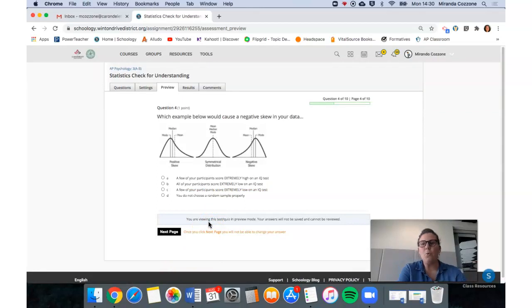All right. Which example would cause a negative skew in your data? So hopefully, because we already talked about the one with the social media followers, this will be helpful, okay? The negative skew is going to be a few of your participants scoring extremely low on an IQ test, okay? Many of you put all of your participants scoring extremely low, but remember, if everybody scores low, the mean is going to be very close to the mode and the median. It's when the outlier scores happen that you have a skew in your data.